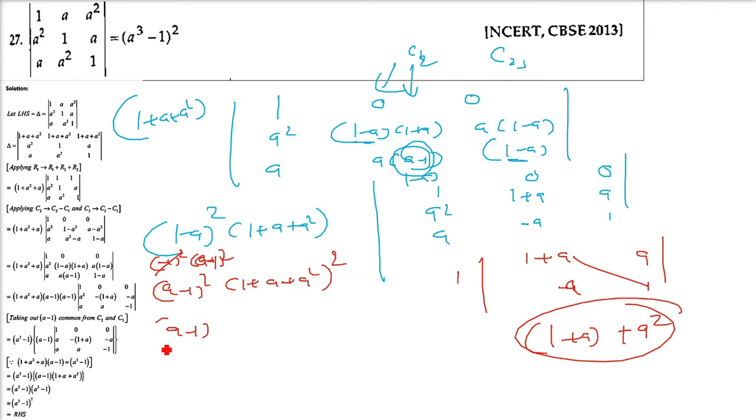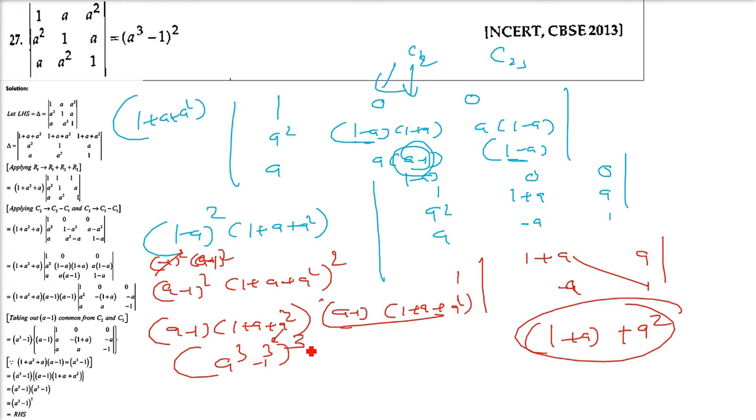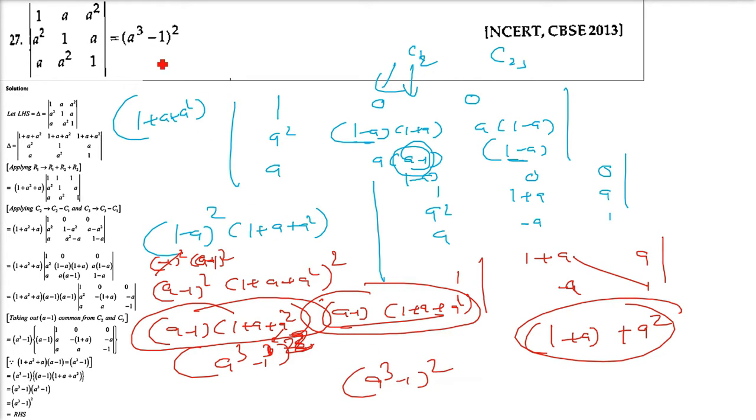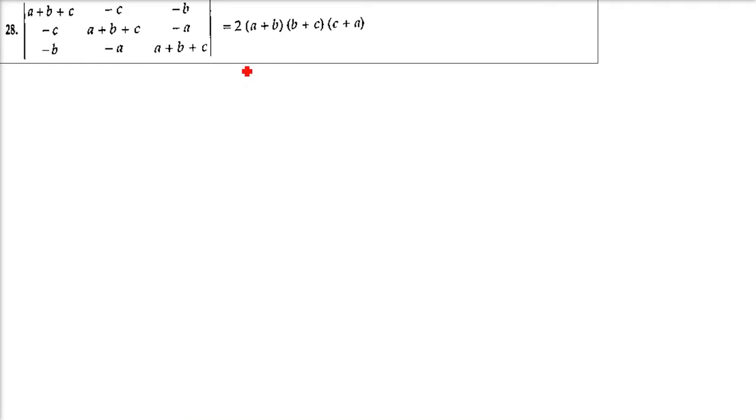(a minus 1)(1 plus a squared), and then (a minus 1)(1 plus a squared), because they both are squared. Now (a minus 1)(1 plus a squared) is what? It is a cubed minus 1. A cubed minus 1 is (a minus 1)(1 plus a plus a squared). And since there are two, we put a square. Please remember, this is (a cubed minus 1) whole squared. This is also a cubed minus 1, a cubed minus 1 cubed. So (a cubed minus 1) whole squared.